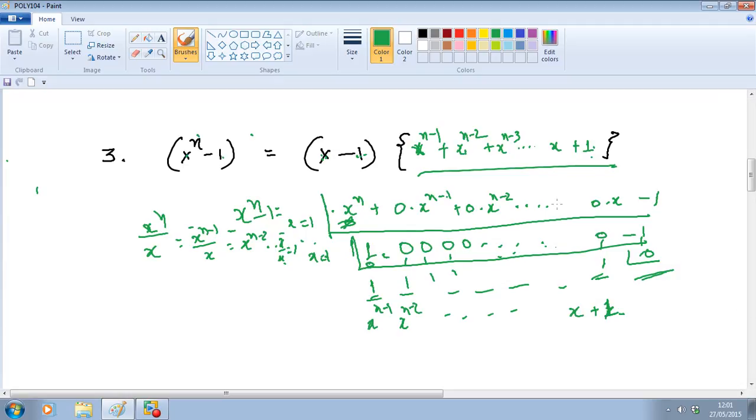So you try to practice it. Write it separately on a sheet, and you will be able to understand this perfectly. Please repeat this problem to understand. It will be very good.